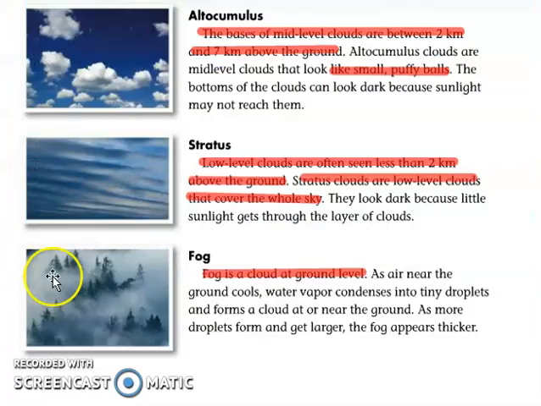Here it says, as air near the ground cools, water vapor condenses into tiny droplets and forms a cloud near the ground. More droplets form and get larger. The fog appears thinner. Usually you can see fog whenever we have a cold season, and you can see it in the morning.